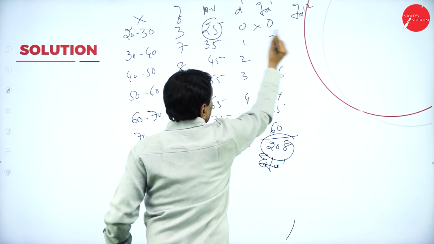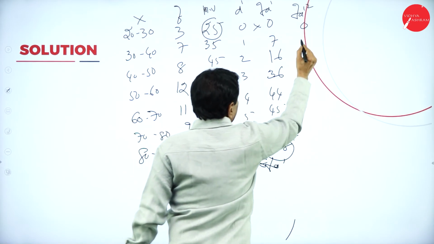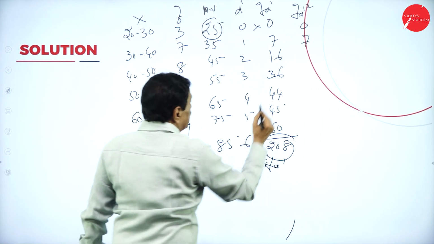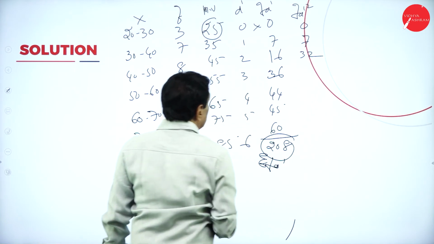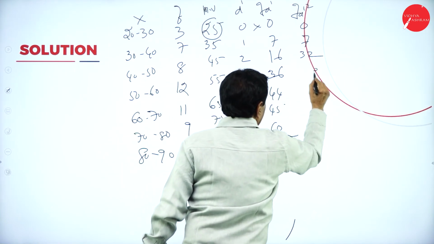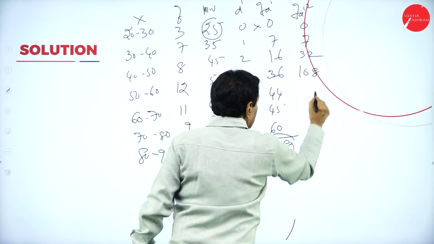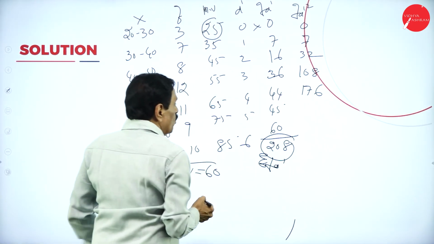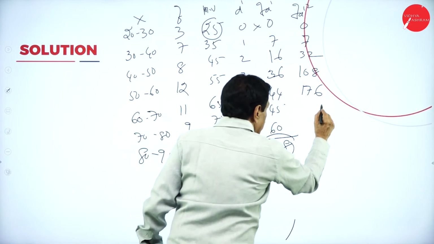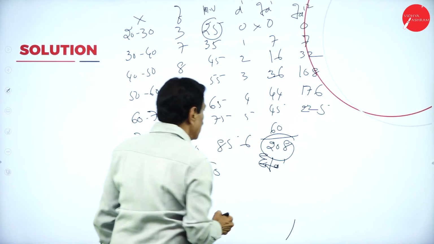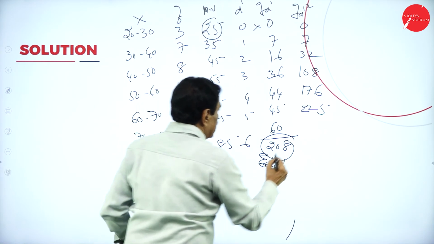0 into 0 is 0. 7 ones are 7. 16 twos are 32. 36 into 3 is 108. 44 into 4 is 176. 45 into 5 is 225. 60 into 6 is 360.